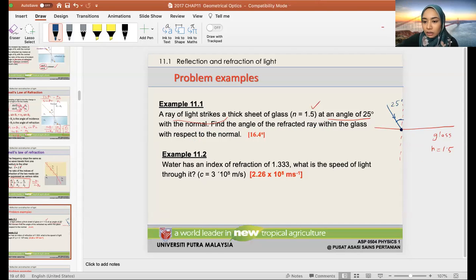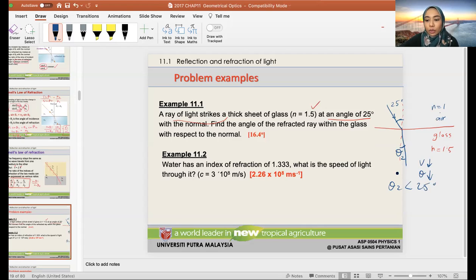So, assuming this is air, if it doesn't say, then it's air. So this is air, so n equals 1. An n that is greater will make your v go down, will make your theta become smaller. So I have an angle, I have the light refracted towards the normal. It is bending towards the normal. So theta 2 will be less than 25. Okay, it will be less than 25 because it gets smaller.